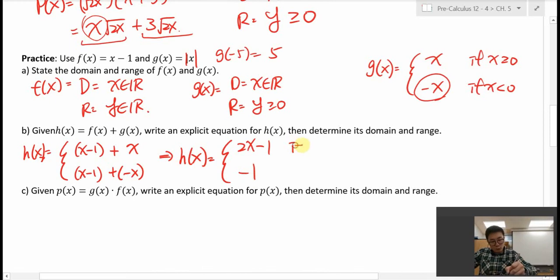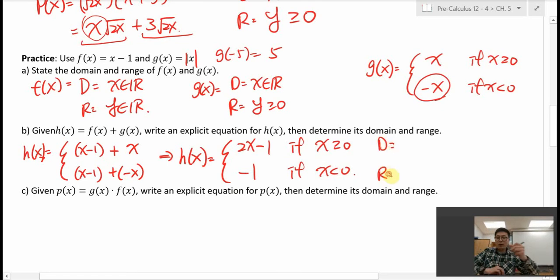And when does this happen? Well, if we just treat it as positive x, that means x is already bigger than or equal to 0. But we take the negative case if x is less than 0. So there's our h of x, and now we can figure out the domain and range from here. Domain, it will still be all real numbers, right? That's not going to change. However, range is going to be a little bit different, okay?